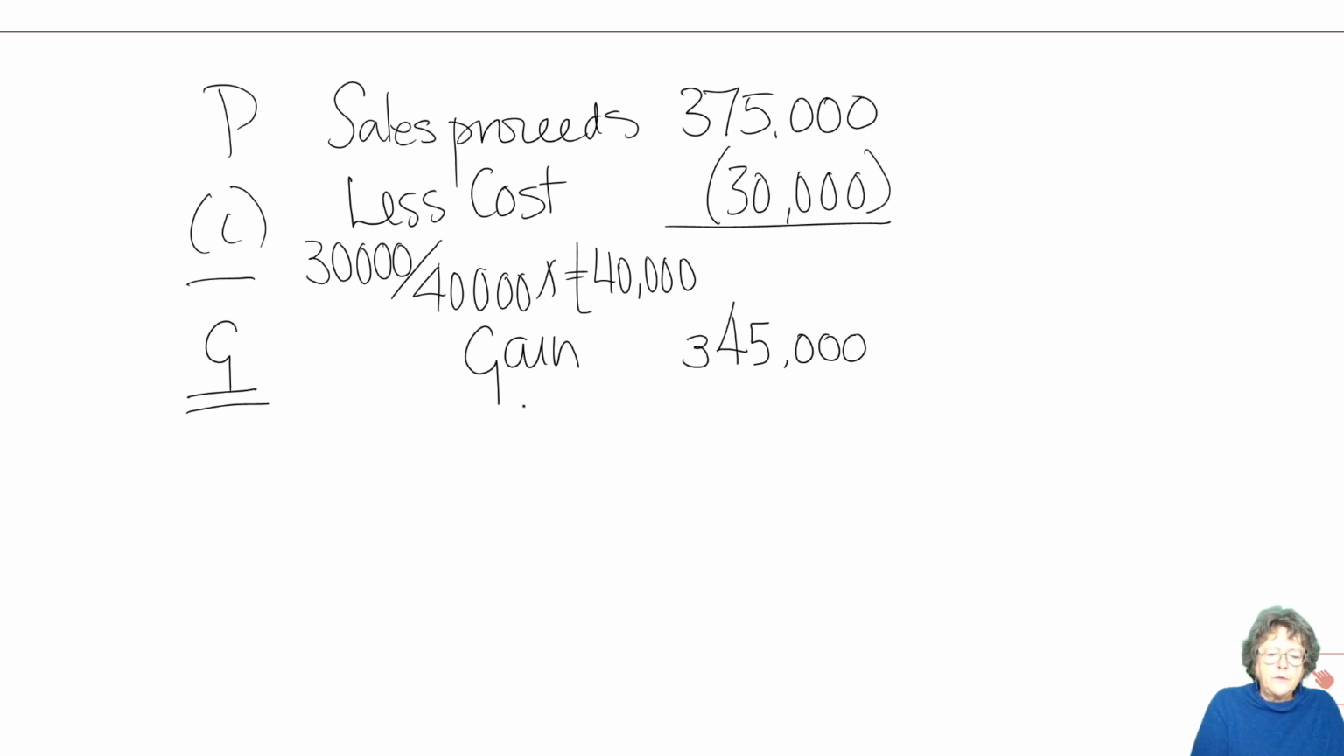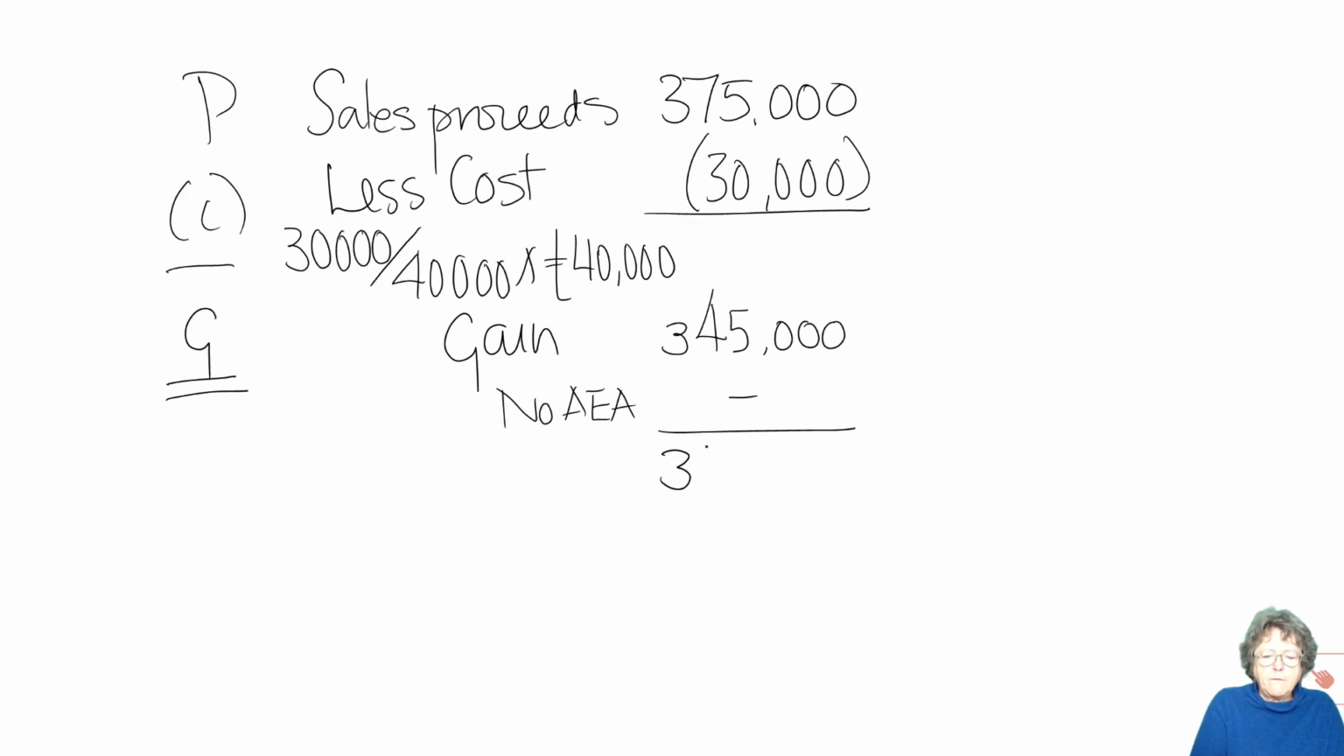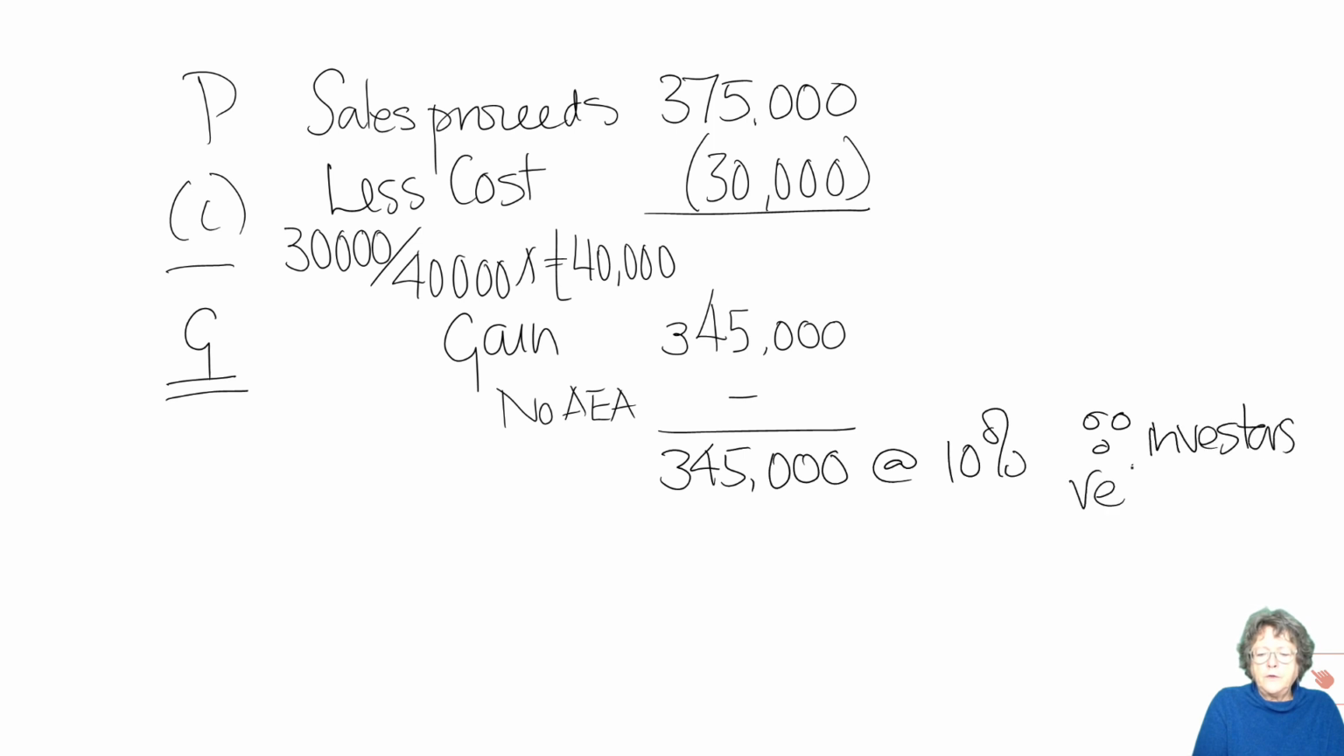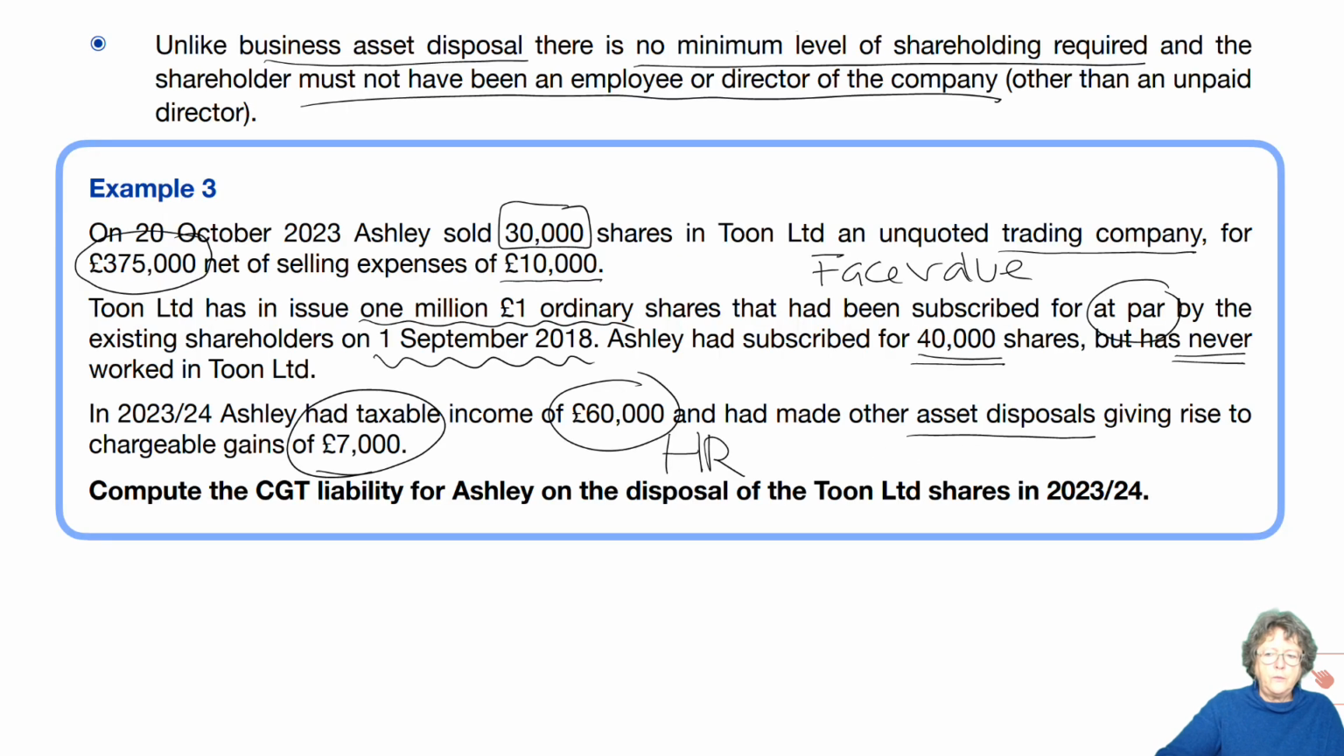Now, there's no AEA because the question said that she had used that against the other gain. So this gain, 345,000, will be taxable at 10% because of investors' relief, because it fulfills all the conditions. Okay, back to the notes then.